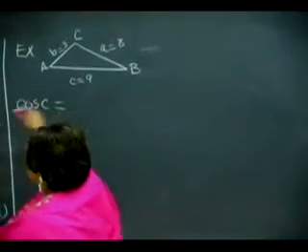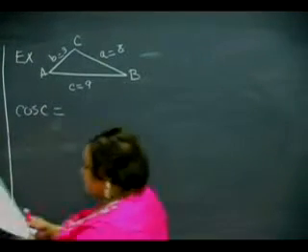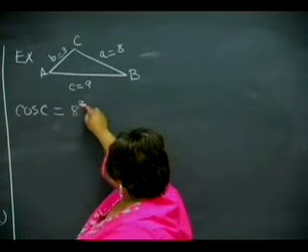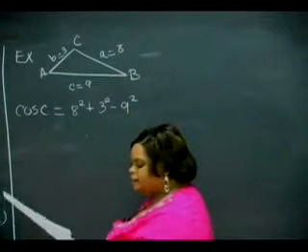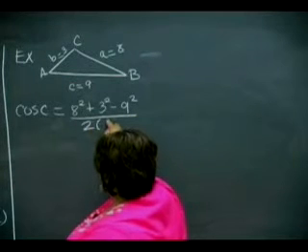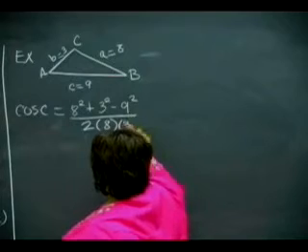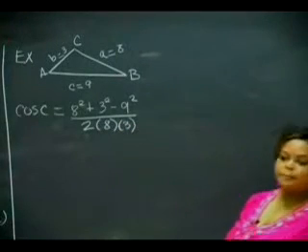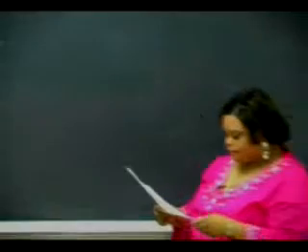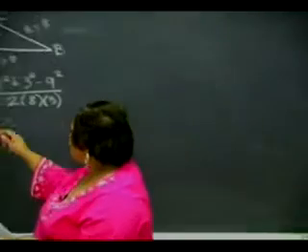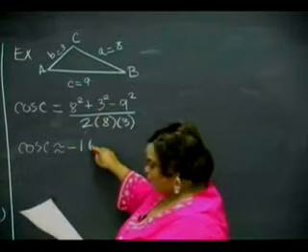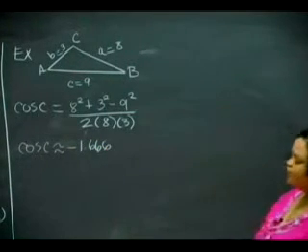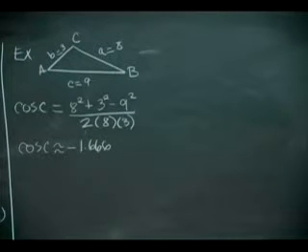We have that cosine C is what? A squared plus B squared minus C squared all over 2 times A times B. Okay? And if we do all this, we get that cosine C has an approximate value of negative 1.666, which means this is what? An obtuse angle. We're in the second quadrant.